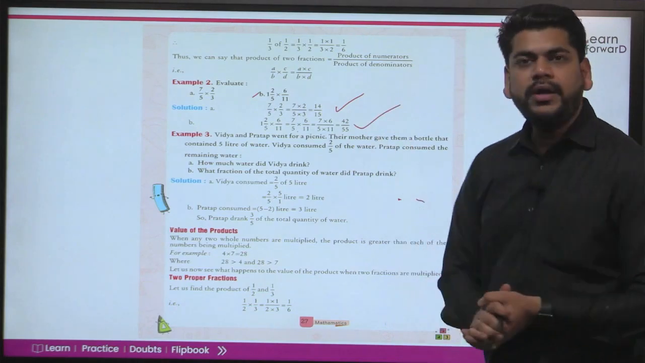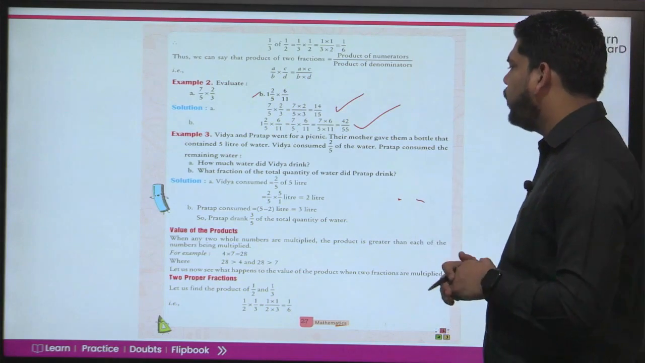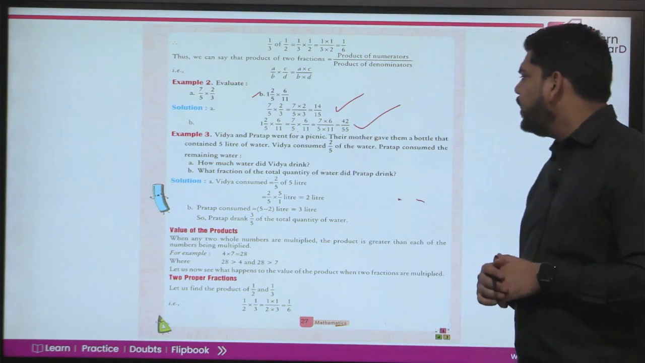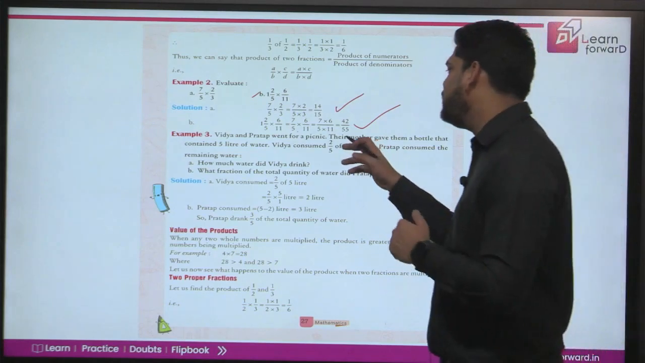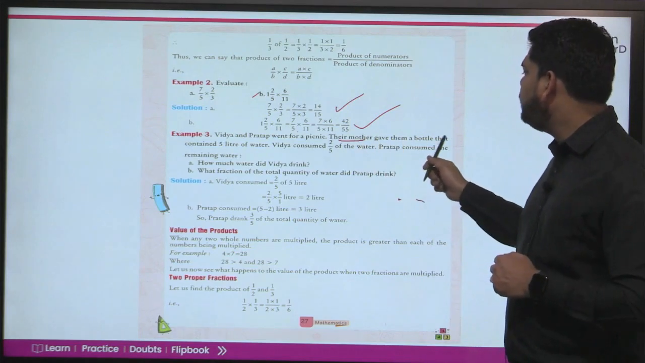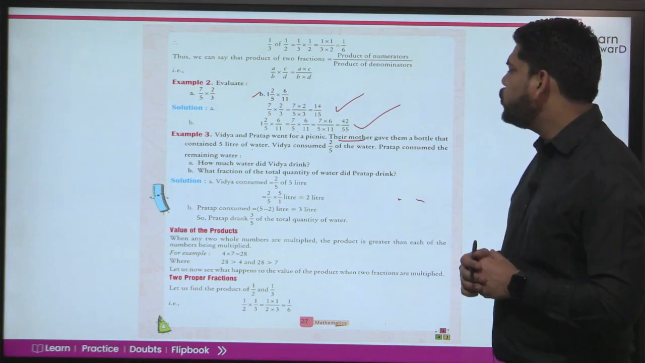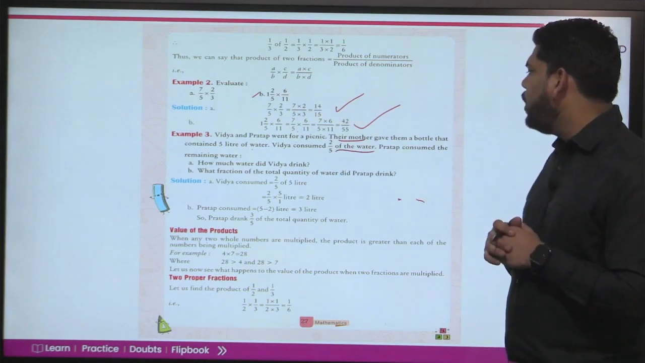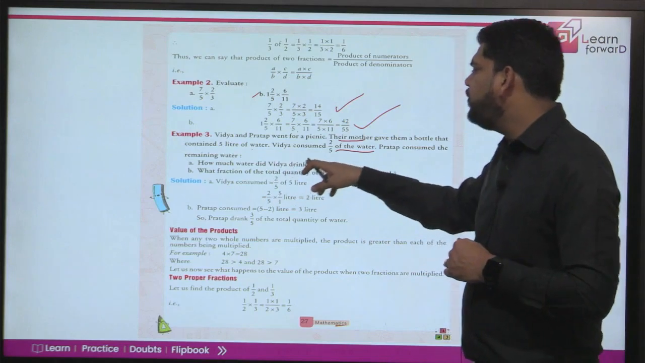Now let us do one practical question. Vidya and Pratap went for a picnic. Their mother gave them a bottle. These are not friends, these both are cousins. They are brother and sister. So their mother gave them a bottle containing 5 liters of water. Vidya consumed 2/5 of the water. Pratap consumed the remaining water. Okay, fine. How much water did Vidya drink?